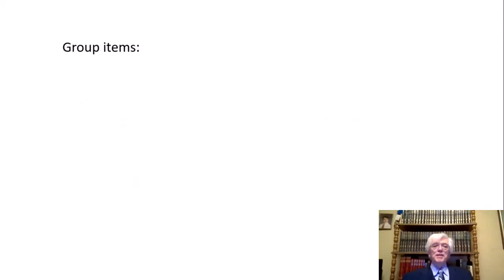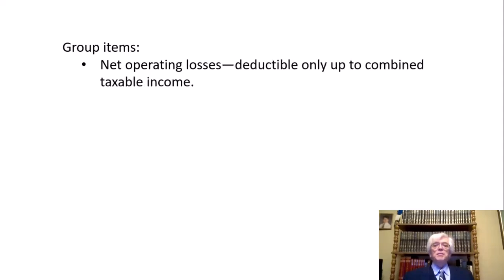First, let's look at group items. What do you mean by group items? Group items, well, here's one, net operating losses. A net operating loss is a group item because it is deductible only up to combined taxable income.